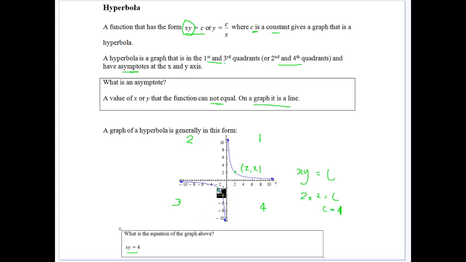You can see the other ones: minus 2 times minus 2, minus 4 times minus 1, 4 times 1, 1 times 4, 8 times a half, although it's a little bit harder to see. So you can see that the relationship gives us x times y is equal to 4.